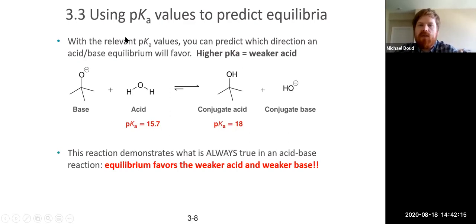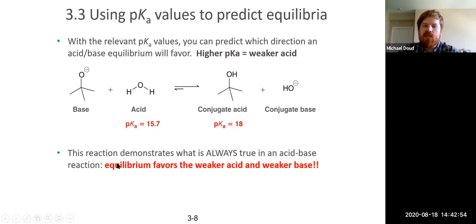So that's one thing. That tells us the strength of the acid, but really the more important thing is predicting the position of equilibrium using pKa. Basically, if we know the pKa for the acid and the conjugate acid, we can predict which direction the position of equilibrium will favor. In this case, we have water as an acid and tert-butanol as our conjugate acid. We can look up the pKa's for both of those. For water, it's 15.7, so very close to 16. For tert-butanol, that's 18.